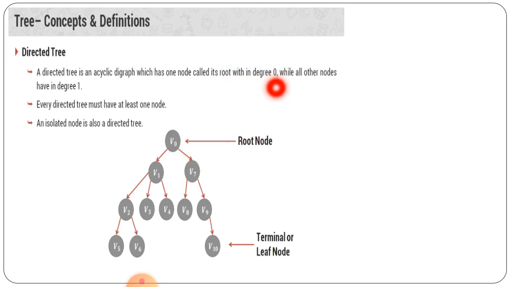The root has in-degree 0, while all other nodes have in-degree 1. In-degree 0 means it is not the terminal node of any edge, so that's why its in-degree is 0. In-degree 1 means at least one edge arrives at the node, right?